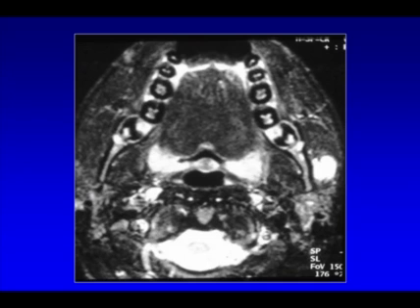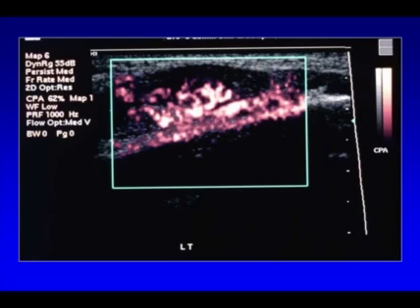Now, in contradistinction, here's another lesion which was present in the region of the left masseter muscle. And this, again, is a T1 weighted gadolinium enhanced image which shows a hyper-enhancing lesion in the left masseter muscle. But again, the surgeon wants to know, what kind of vascularity should I be expecting here? So then we did a Doppler of this lesion which showed abundant flow within it. And this was arterial flow on spectral Doppler analysis.